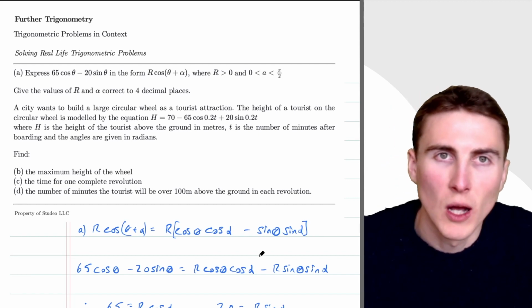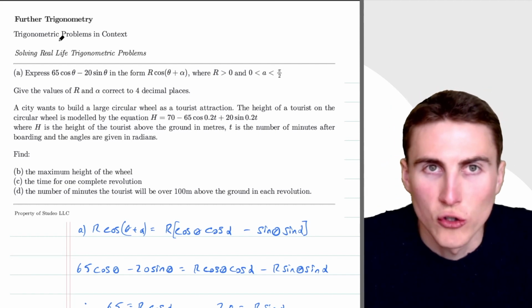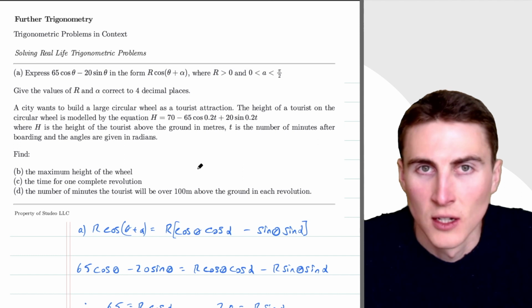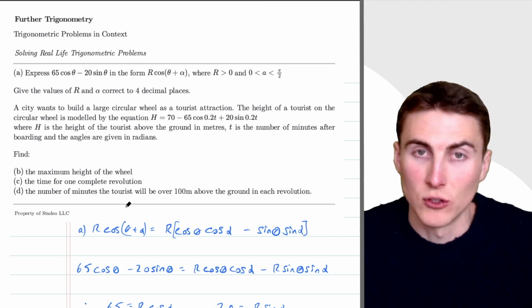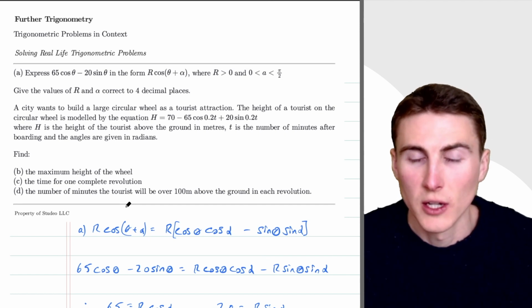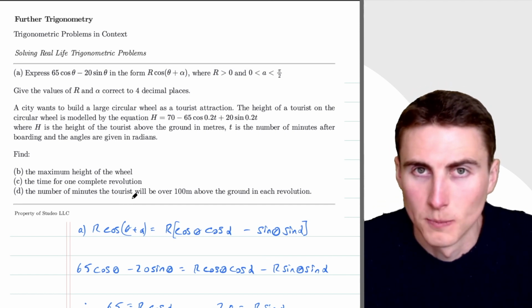Hello and welcome to this question on trigonometric problems in context. This is a kind of typical question where you have to take the trigonometric stuff that we've learned and apply it to a real life situation.